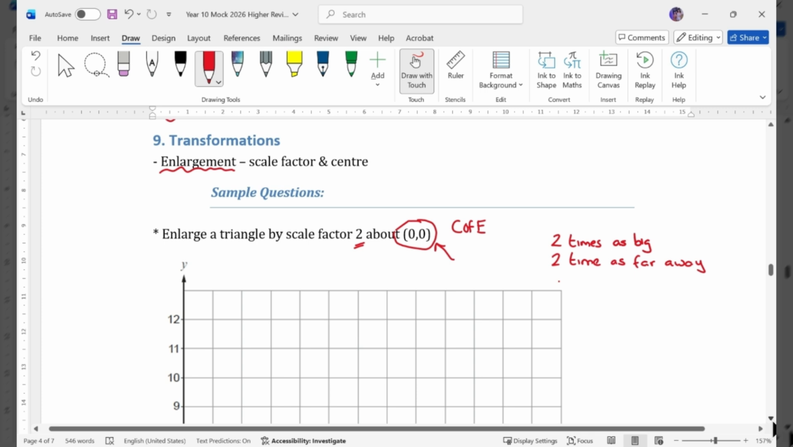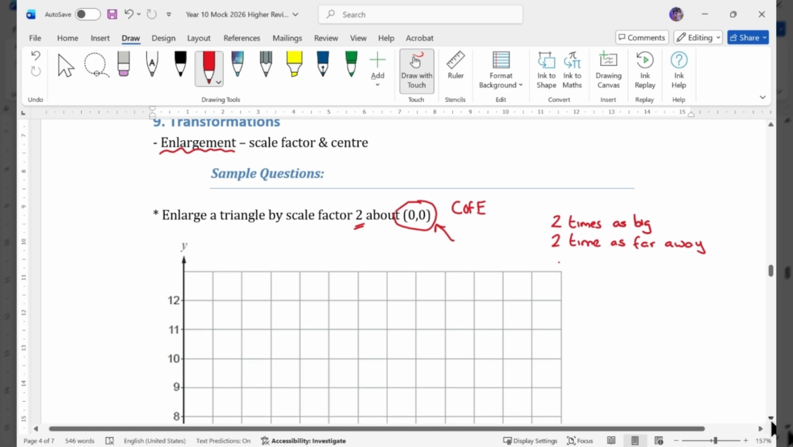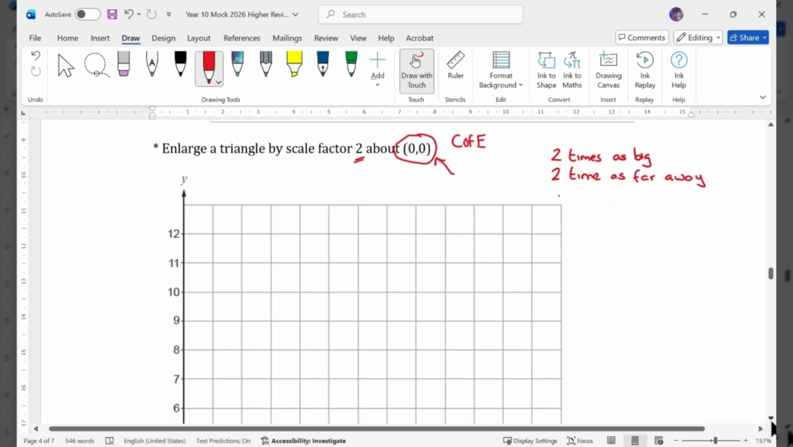So in transformations, and in particular enlargement, there are some other transformations: rotation, reflection, translation, but we'll come on to those after the exam. The one we need for this exam, and the sample question kind of gives that away, is enlarge a triangle by scale factor 2 about 0, 0. That coordinate, 0, 0, is our center of enlargement.